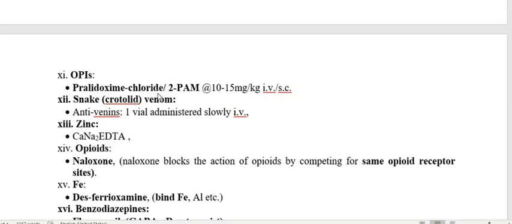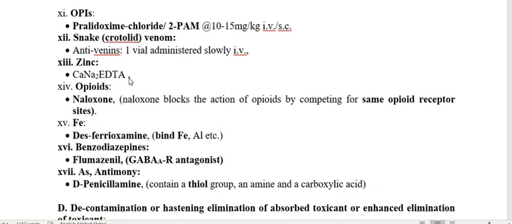So the next one, the snake bite. For a snake bite treatment, we have to give the antivenin. Antivenin means just like an antibody against a particular toxin or particular venom, it is called antivenom, and we have to administer one vial slowly through the intravenous route. Zinc toxicity antidote that we already mentioned, for the zinc and lead antidotal therapy is calcium disodium EDTA.